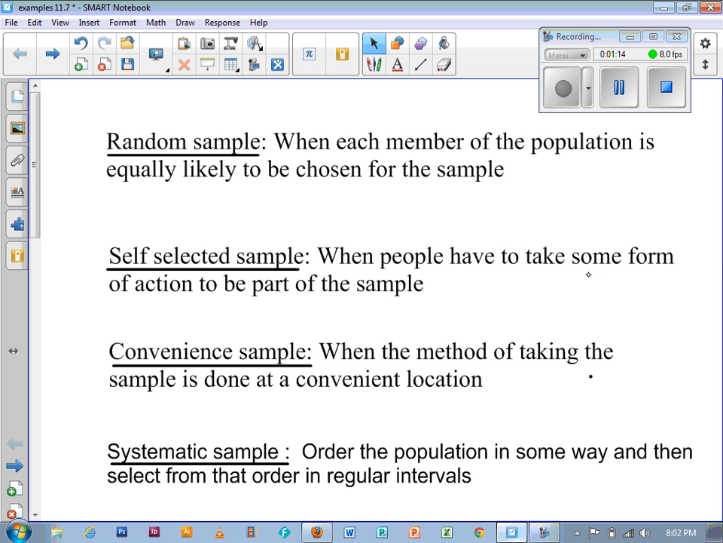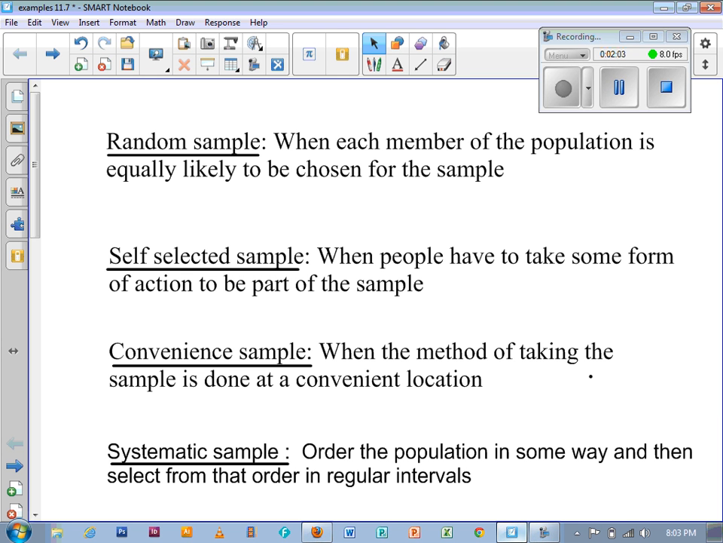A convenience sample would be if you're sitting at a location just interviewing certain people that are coming in that location. Or if I did a sample in my classroom, that's a convenience sample because you are there, and it's just, as it says, convenient for me to take it. A systematic sample is when we order the population in some way and then select from that order in regular intervals. So we may take the first 5, skip the next 10 and then take the next 5. But it's just a way of taking part of the population out, studying the results, which is what we call a sample, and then trying to make some generalizations on what the large population is like.